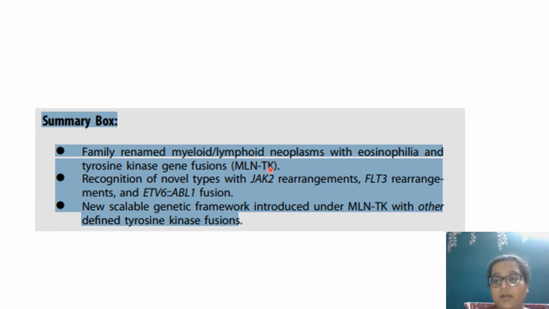Why important? Because TK mutation can be targeted by therapy. Recognition of novel types, like having JAK2 rearrangement in PDGFRA, PDGFRB, and FGFR1 mutated tumors. You might also get a JAK2, FLT3, or ETV6-ABL1 fusion, and this is a newer scalable genetic framework model. So again repeating, PDGFRA, B, or FGFR1 mutated tumors are now MLN-TK with eosinophilia.